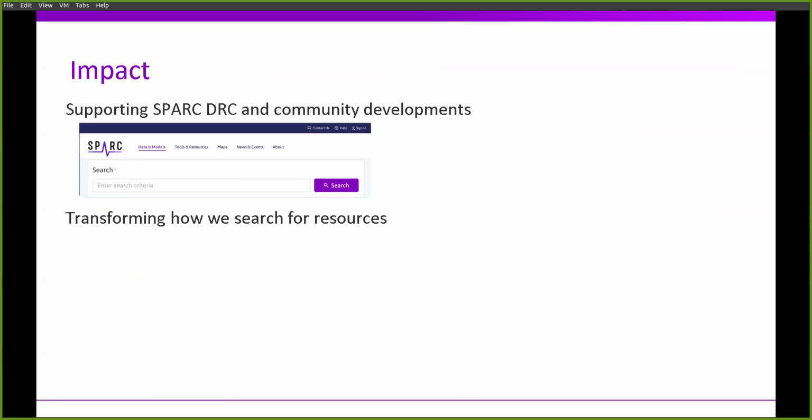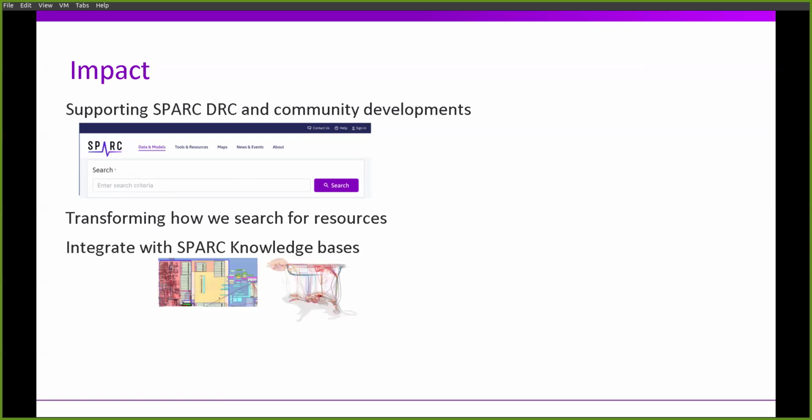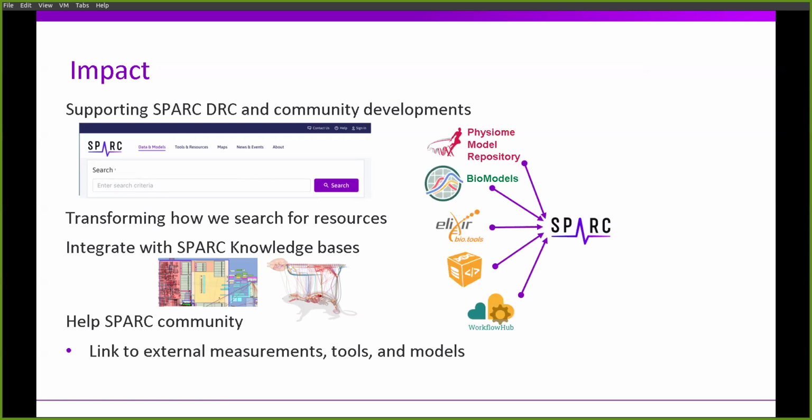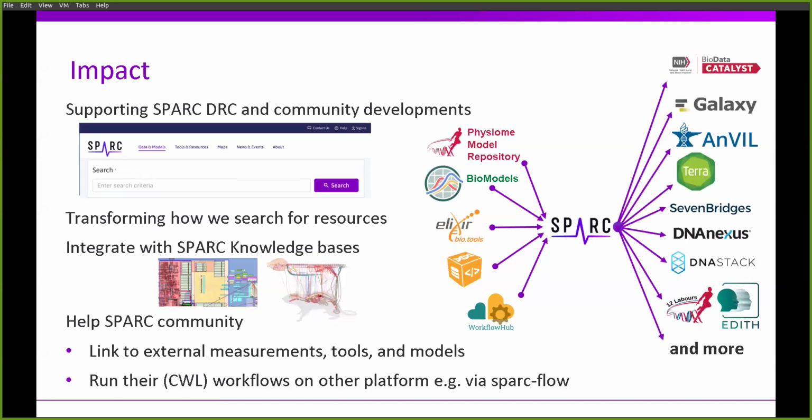So overall, the impact: SPARC Assemble will help support SPARC DRC and community developments by fundamentally transforming how we search for resources. And we can further enhance the capability of SPARC Assemble by integrating with existing SPARC knowledge bases, such as the functional connectivity maps and the anatomical connectivity maps. And lastly, we can also help the SPARC community by using SPARC Assemble to link to external measurements, tools, and models, while also letting the community run their workflows on other platforms, for example, using SPARC Flow.